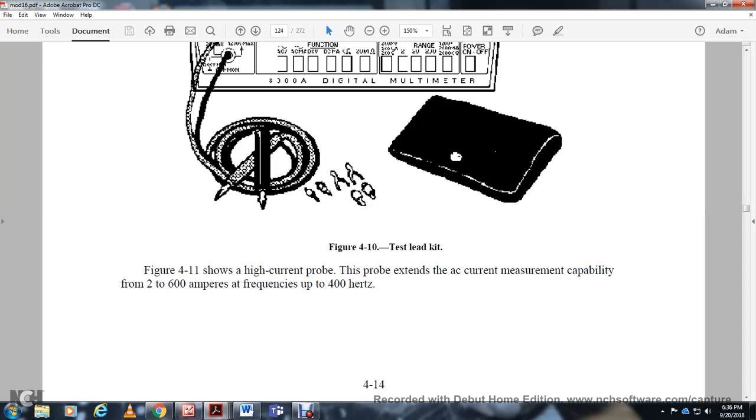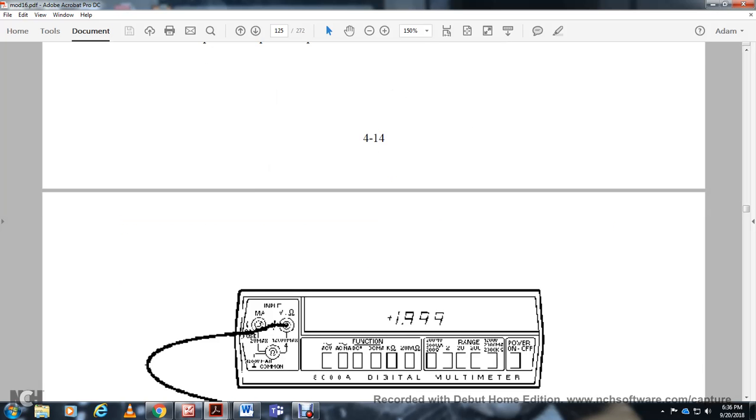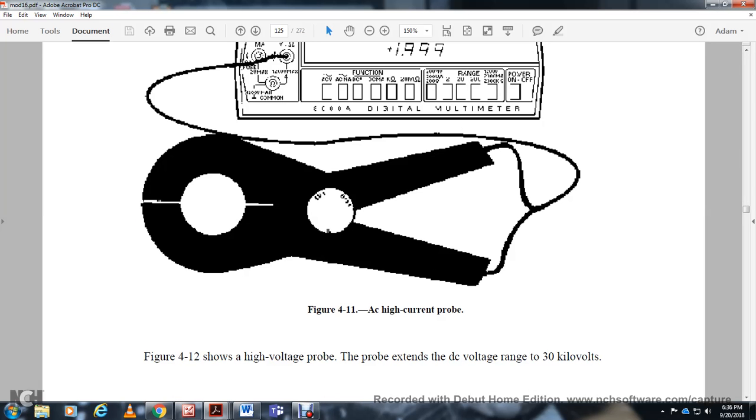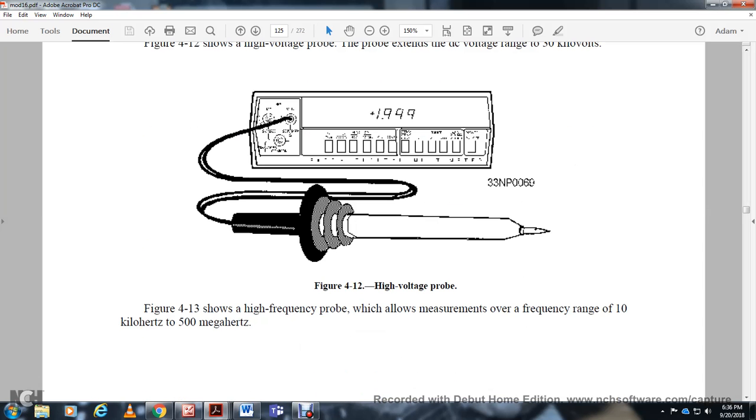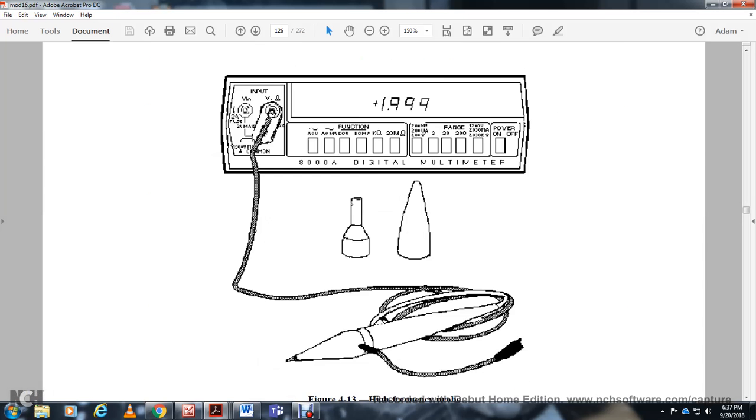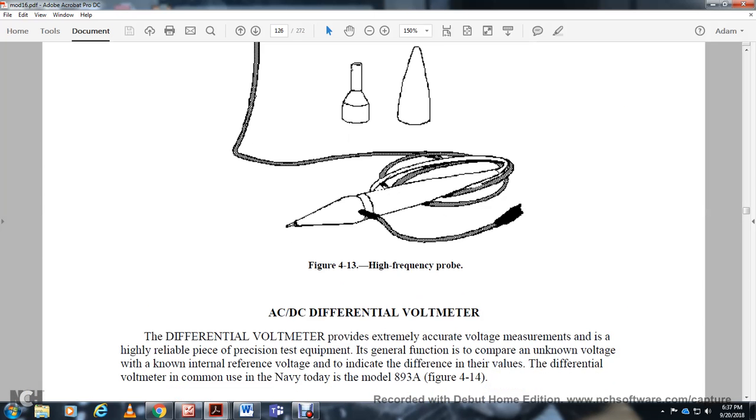2 to 600 amps at a frequency of 400 hertz. Figure 4-12 shows the high voltage probe with the probe extension, with a DC voltage range of 30 kilovolts. Figure 4-13 shows the high frequency probe, which allows for the measurement of the frequency range of 10 kilohertz to 500 megahertz.